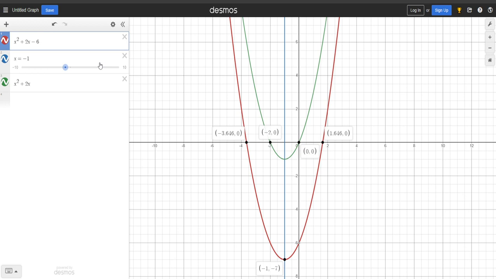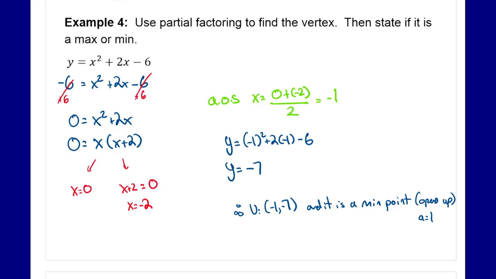So that's just some extra information. Hopefully it helps you understand how this partial factoring works, or why it's allowed to work.